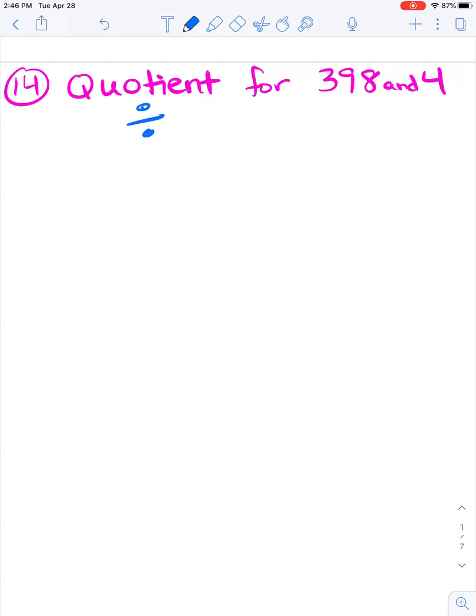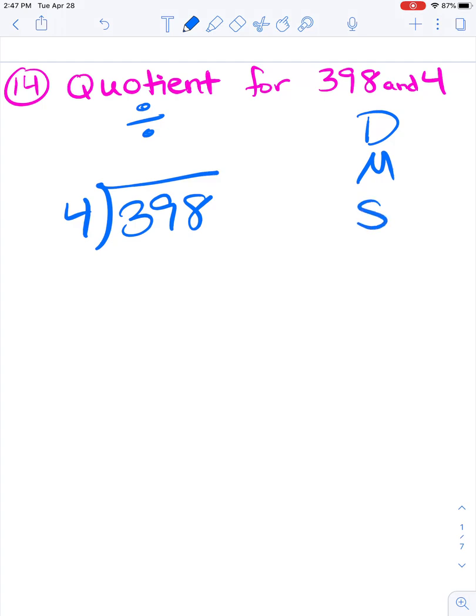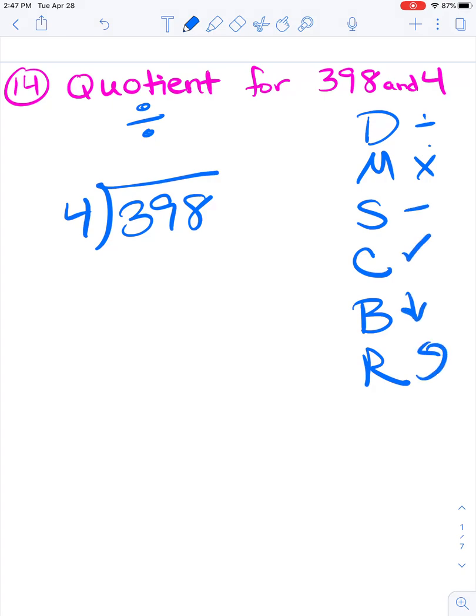All right, quotient. We know quotient means the answer to a division problem. Let's take 398 divided by 4. Tell me the steps. Does McDonald's serve cheeseburgers raw? Stands for divide, multiply, subtract, check, bring down, repeat, or remainder. Now remember, all of these are review at this point. So that's why I go so fast. If you need to pause it, slow down, repeat it, rewind, do what you need to do.